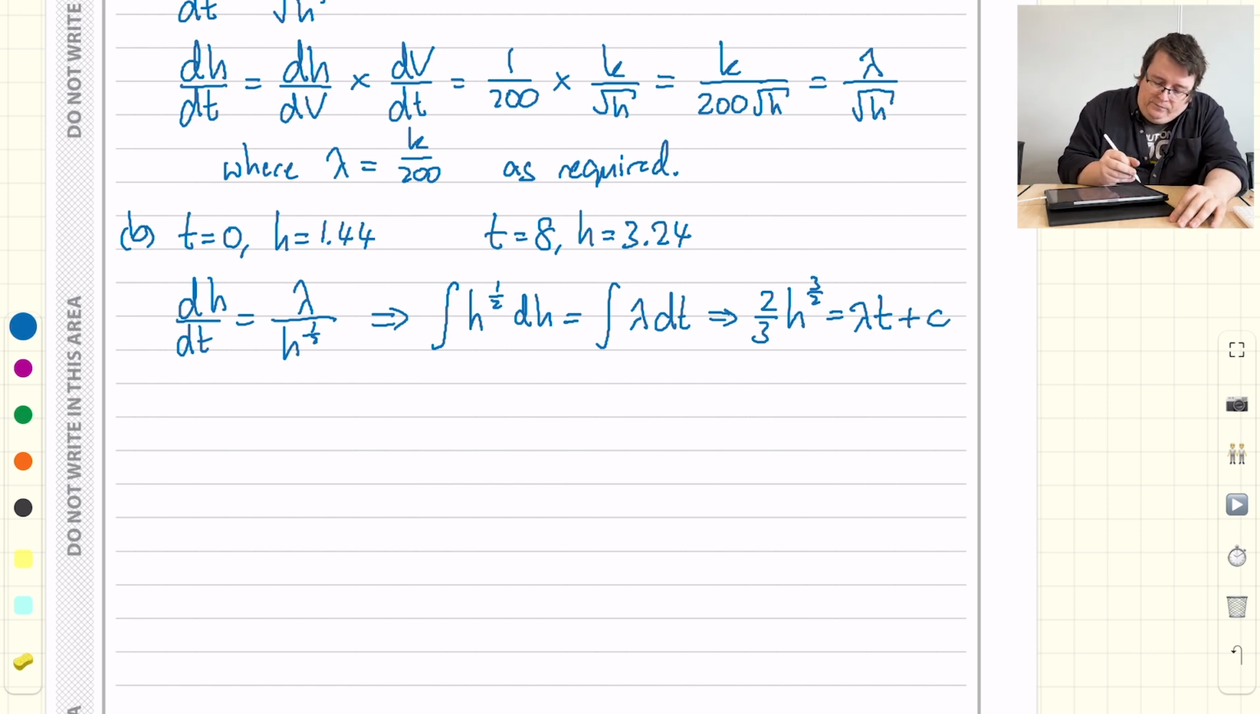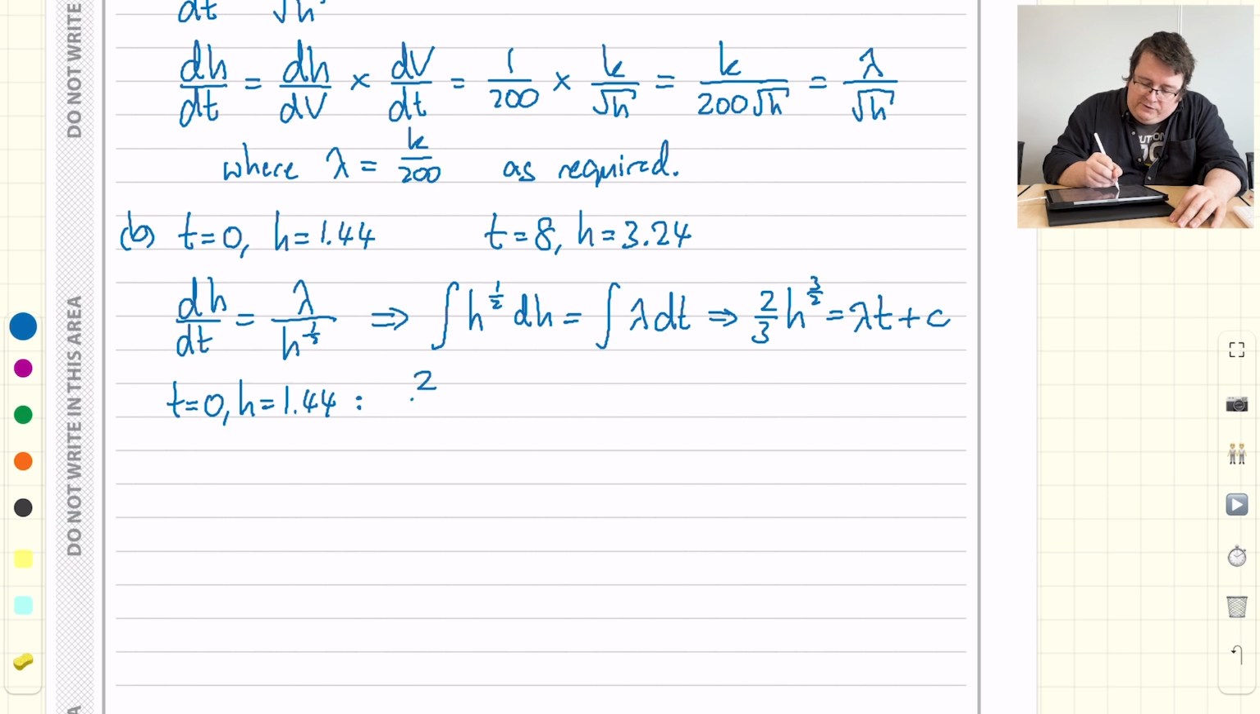So first of all, t is 0, h is 1.44. So 2/3 of 1.44 to the 3 halves is equal to lambda times 0 plus c.